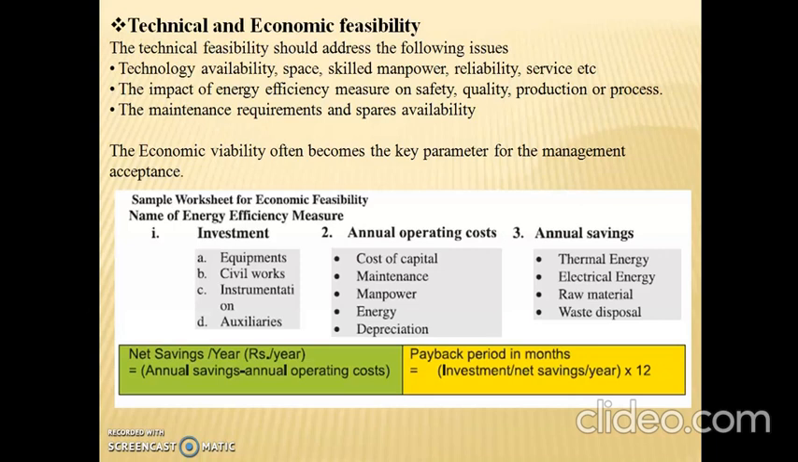When the auditor proposes energy conservation recommendations, he also has to check their economic viability. While preparing the economic feasibility, he has to check the investment required for equipment, civil work, instrumentation and auxiliaries, then the annual operating cost, which includes cost of capital, manpower and energy, and finally the annual saving which we are actually getting. Based on that, you can quickly calculate the net saving per year, and finally the payback period for your recommendation.